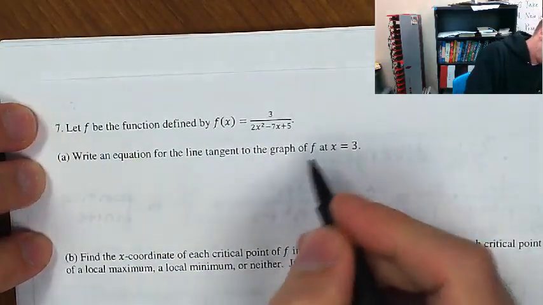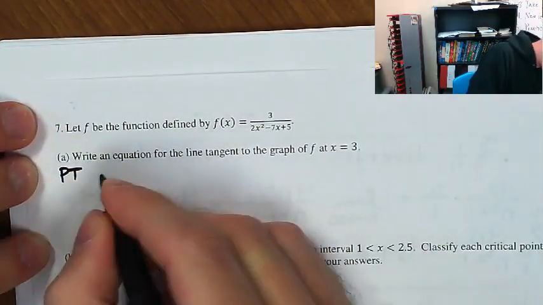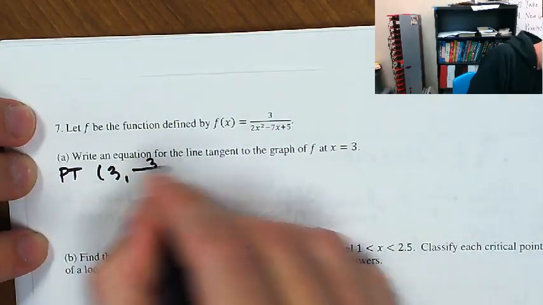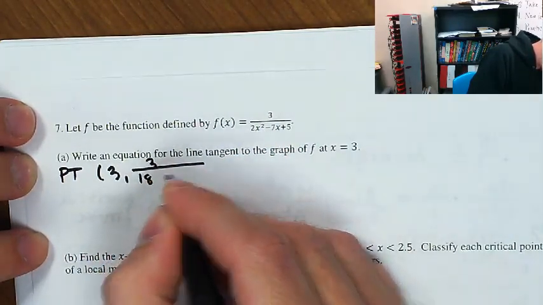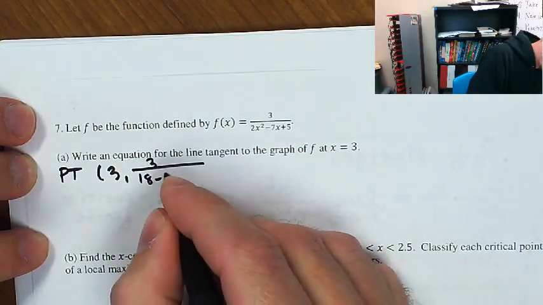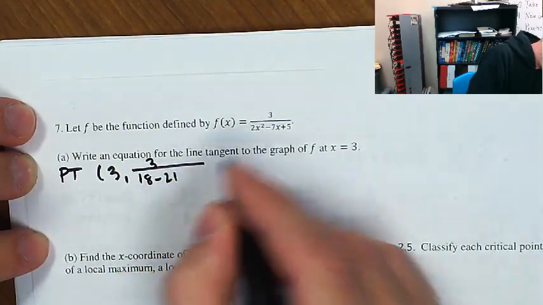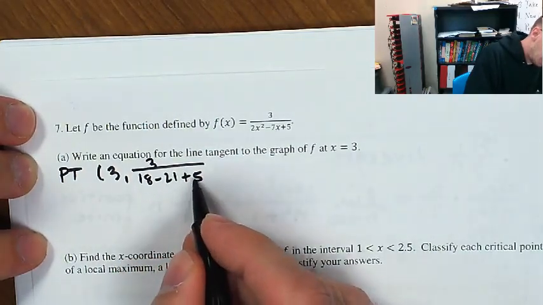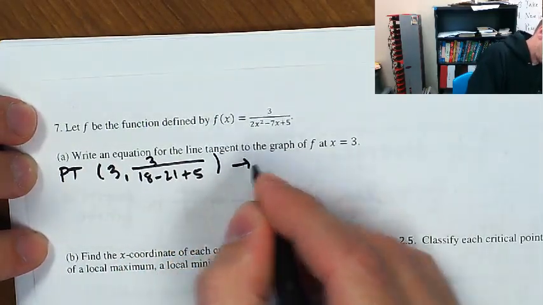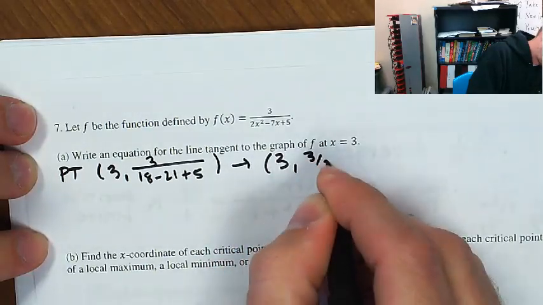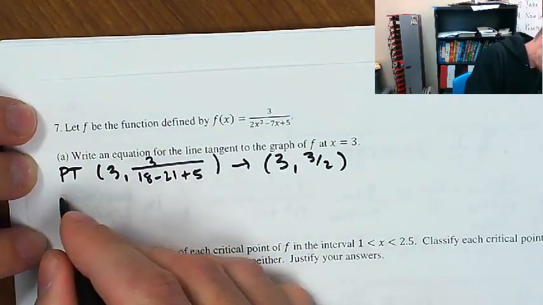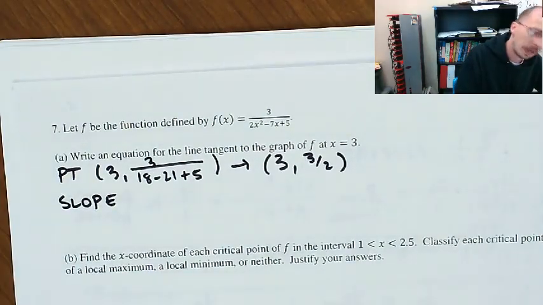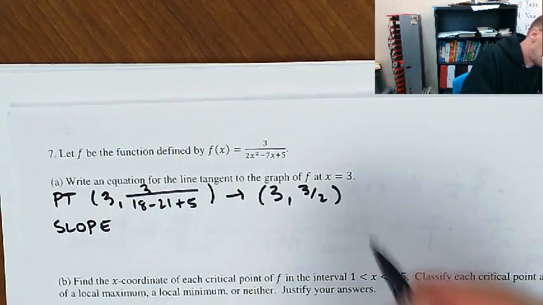All right, so the point is going to be x equals 3. Y equals f of 3 is going to be 3 divided by 2 times 9 minus 7 times 3, 7, 14, 21, plus 5. Okay, negative 3 plus 5 is 2, so it's 3 halves. Okay, the slope. I was going to be like, what does this have to do with series?